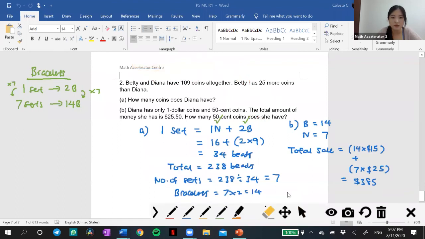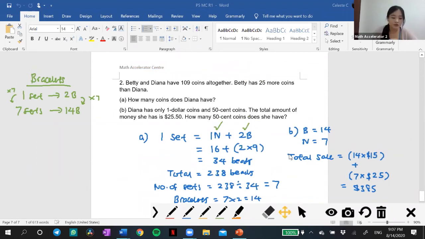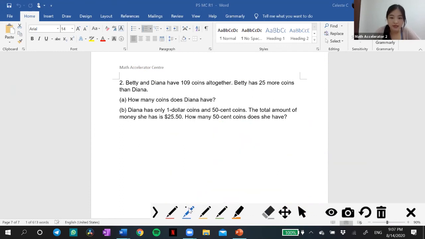Okay, we're on to the last question. So question 2. Betty and Diana have 109 coins altogether. Betty has 25 more coins than Diana. How many coins does Diana have for part A? So the keyword is 25 more coins.